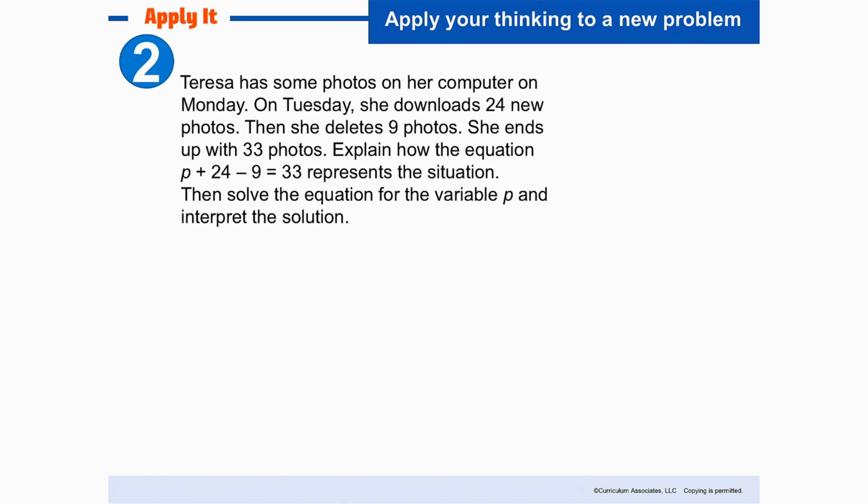Okay, so the first thing we need to do is explain how it represents the problem. Let's just start off here. Monday, she has some photos, right? We know she has some photos, but it doesn't tell us how many. So that's some photos. That's our variable. We're not sure how many she had. But then it says she downloads 24 new photos on the next day. So there's our plus 24. Then she deletes 9 photos, right? So we know she takes 9 off her computer. She ends up with 33 photos.